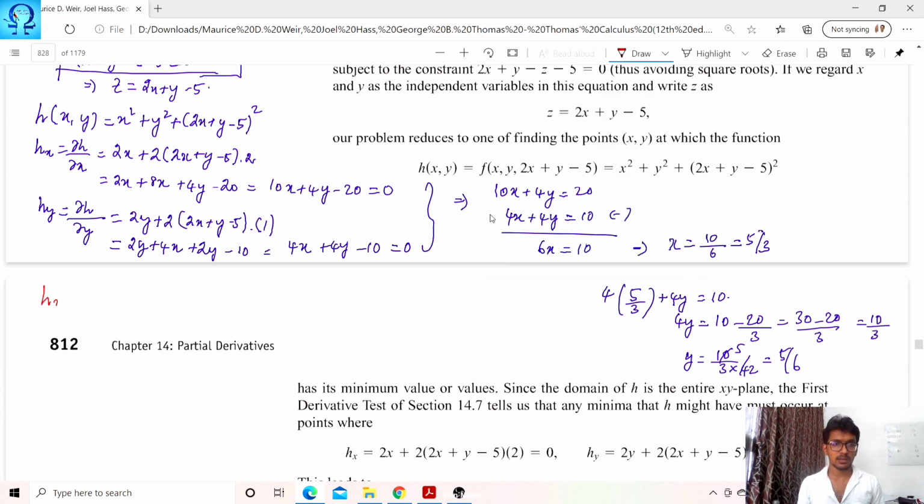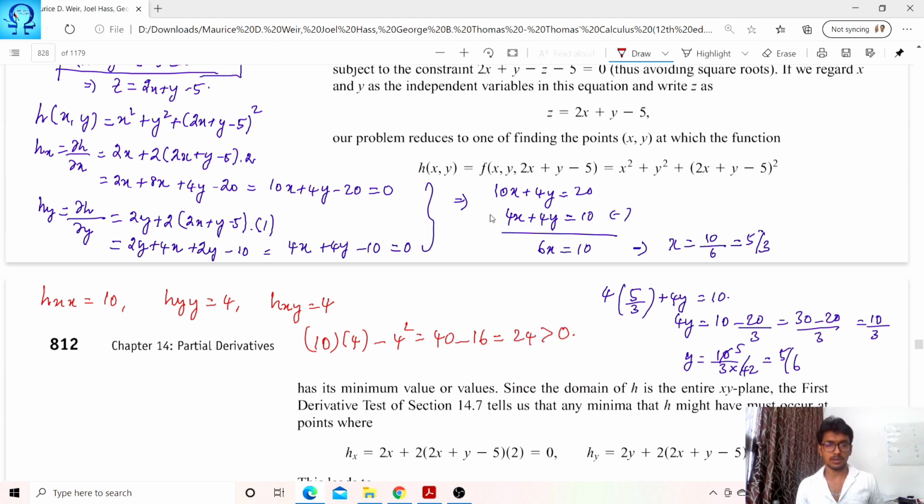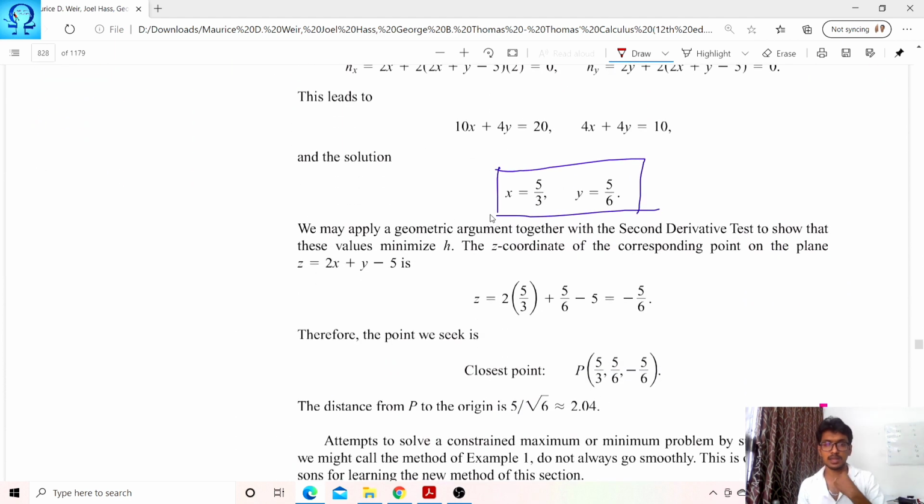So h_xx is going to be 10, h_yy is 4, h_xy is 4. So 10 multiplied with 4 minus 4 squared, which is 40 minus 16, which is going to be 24, which is a positive quantity here. And my h_xx is also positive. Therefore, the point that we found, that is (5/3, 5/6), is a minima. That gives me the minimum value. So we verified that one, and here let us see what z is. z is 2x + y − 5, and if you substitute the values of x and y into it, you get −5/6.